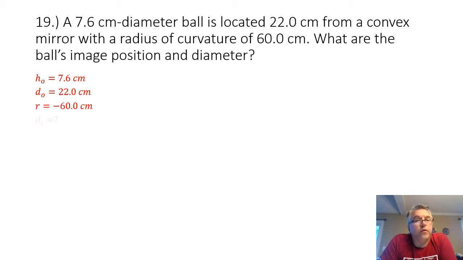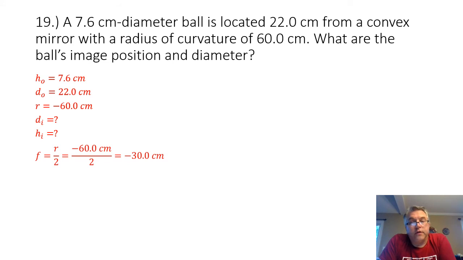It is negative because it is a convex mirror. We are looking for the image distance and image height, in that order. So let's do the image distance first. We are going to need to find the focal length from the radius of curvature, and I know that the focal length is half of the radius of curvature, so negative 60 centimeters divided by 2 will give me a focal length of negative 30 centimeters.